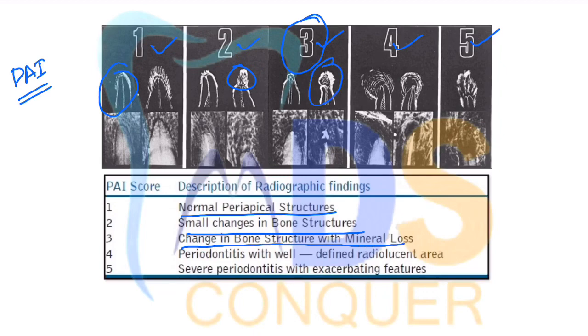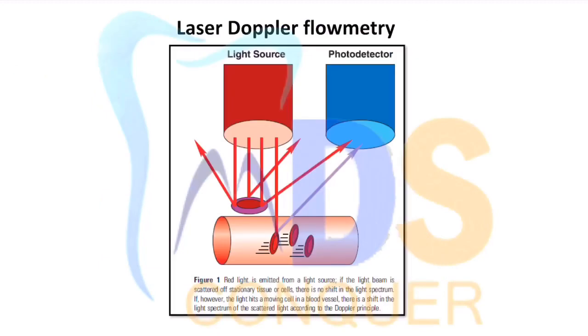You can appreciate a very huge mineral loss. And the 4th one is periodontitis with well-defined radiolucency. You'll have periodontitis also with well-defined radiolucency. And the 5th one is severe periodontitis with more intensified features. So make a note about this PI index, that is called as Periapical Index.